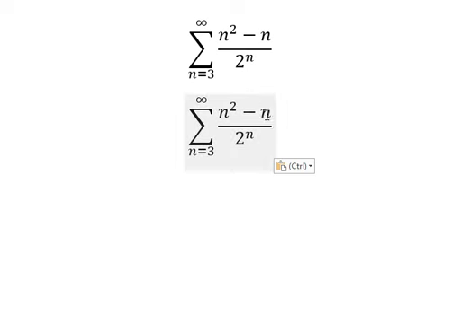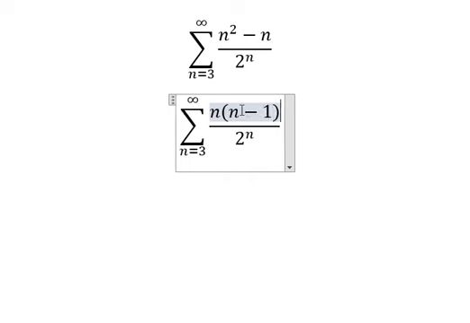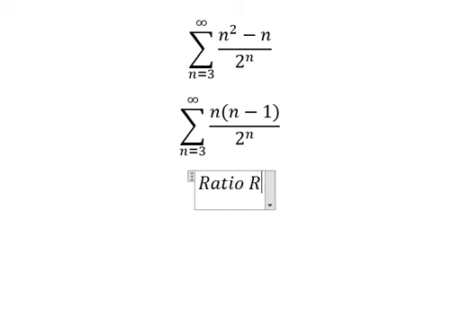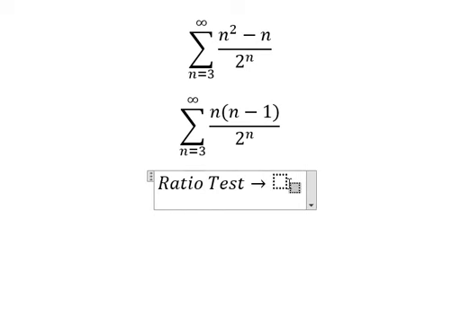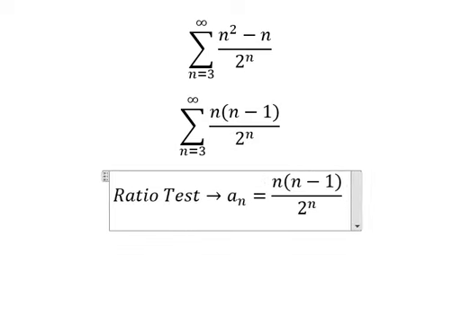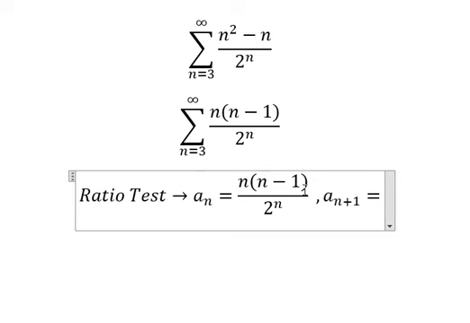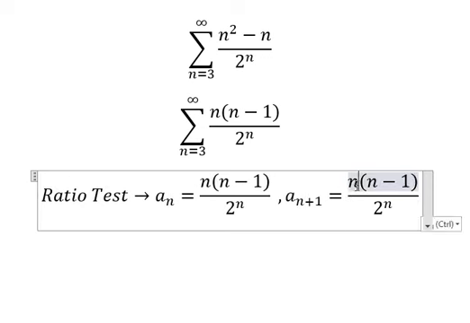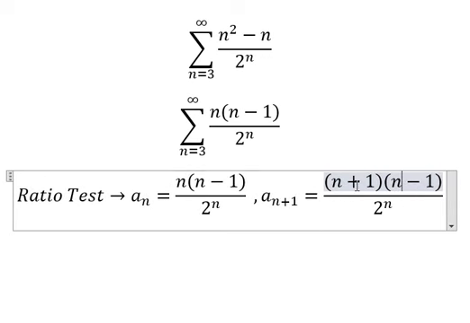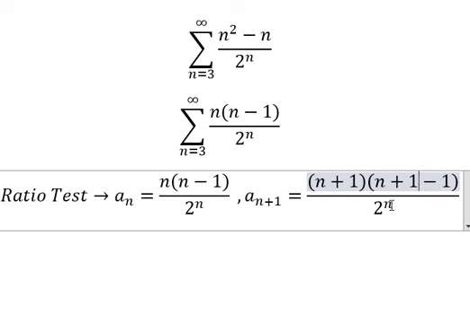So we need to do factorization by n. Next, we need to use the ratio test. That means I will put a_n equals to this one, and the second one I will put a_(n+1). That means this one will change by n plus 1 and n plus 1. This one is about n plus 1.